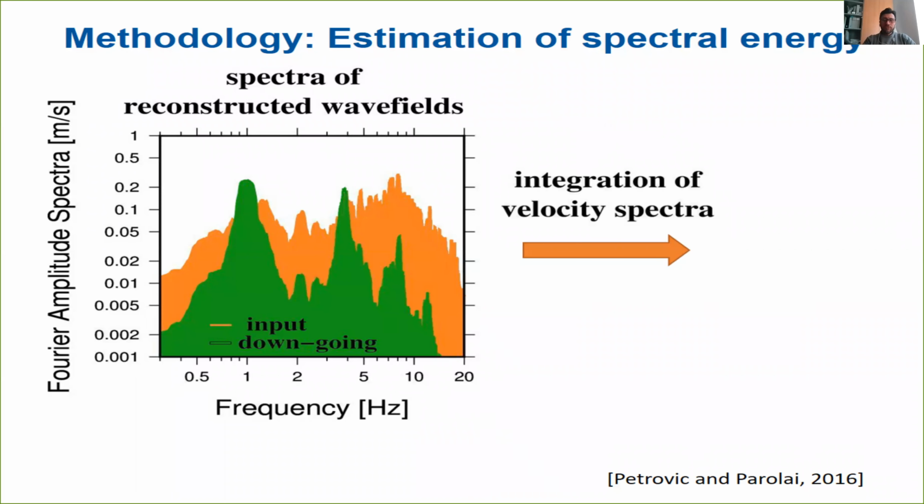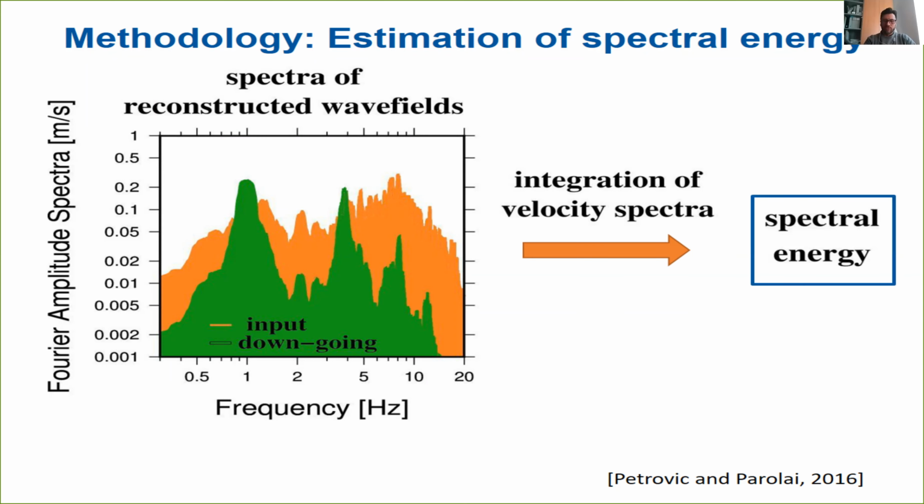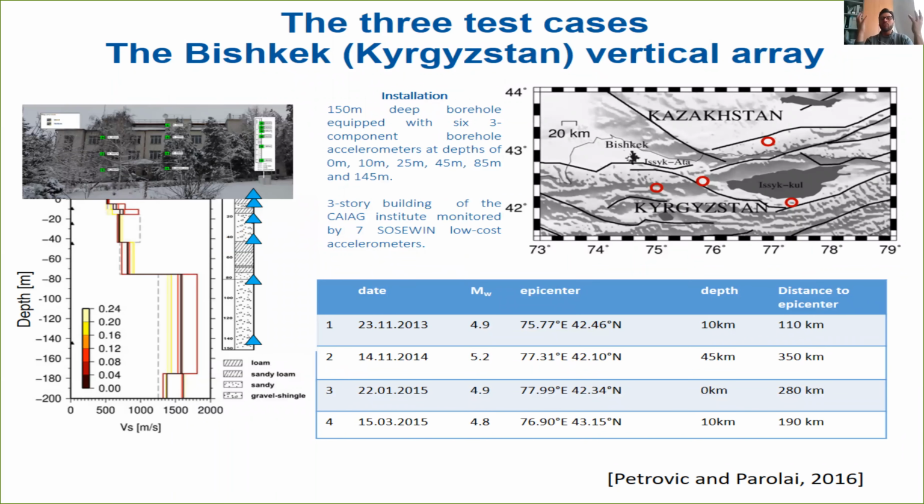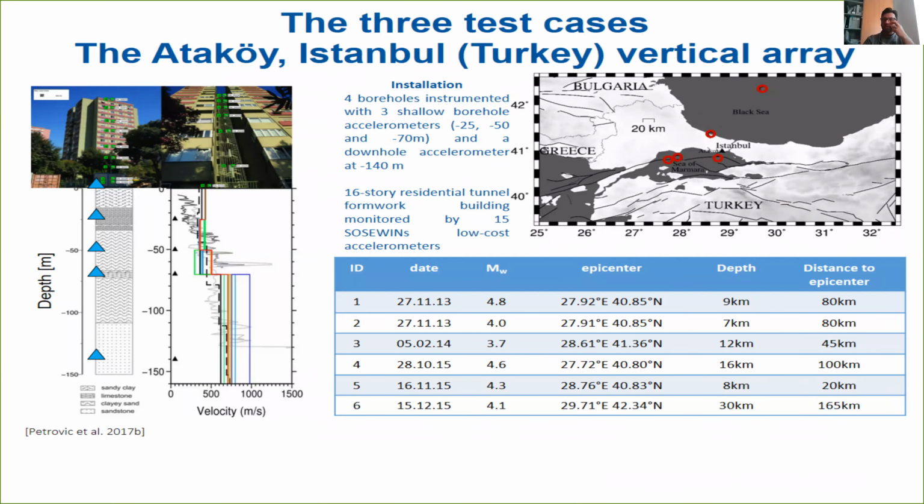And of course, we can also integrate these spectra in velocity, and since the velocity is proportional to energy, we can also calculate the spectral energy and see how important this amount of shaking released back by the buildings is. Okay, once things were working, we decided to test it at different test sites. Here is again the case of Bishkek. We analyzed different events, and for all these events, we made an estimation of the energy of the wave field that was released. We did it in Istanbul for different events where we had boreholes and buildings.